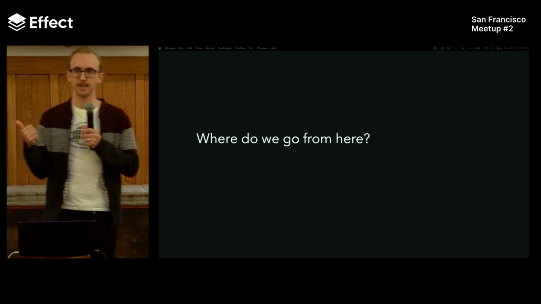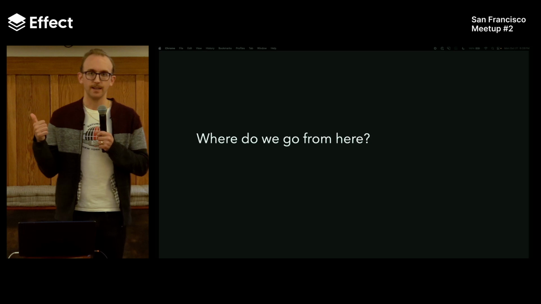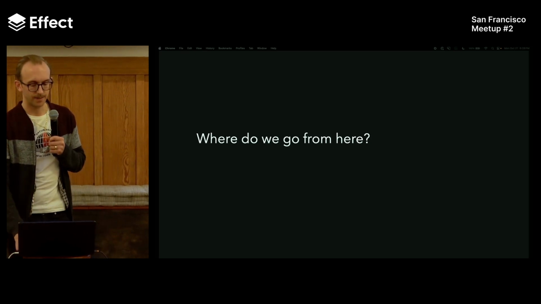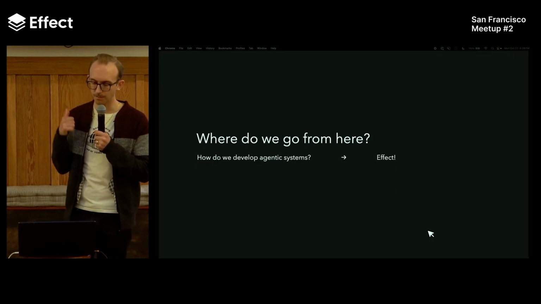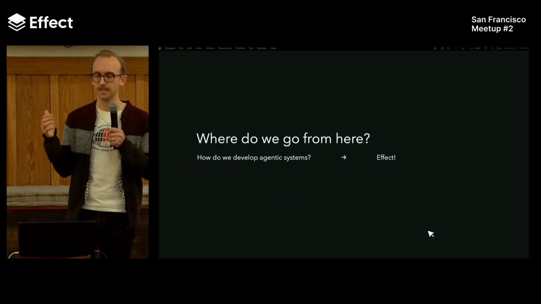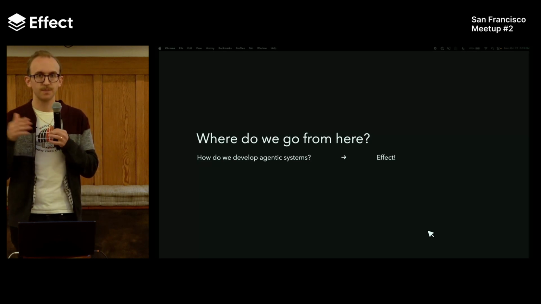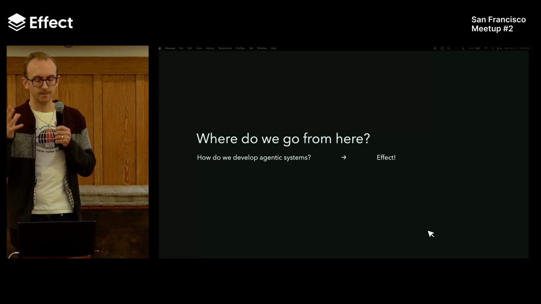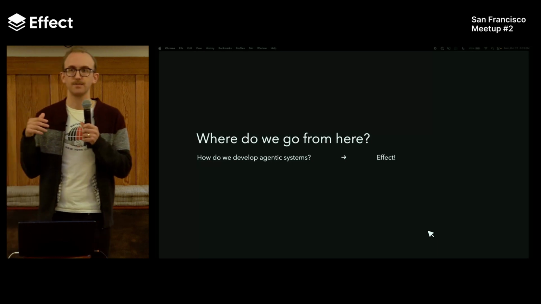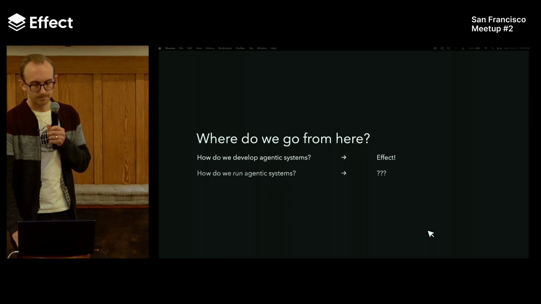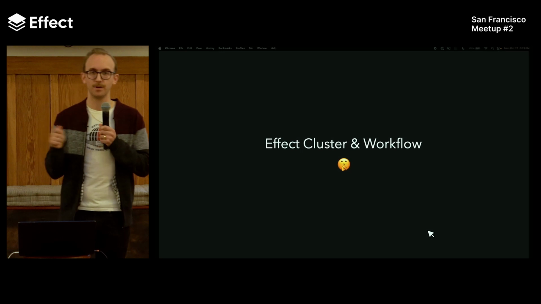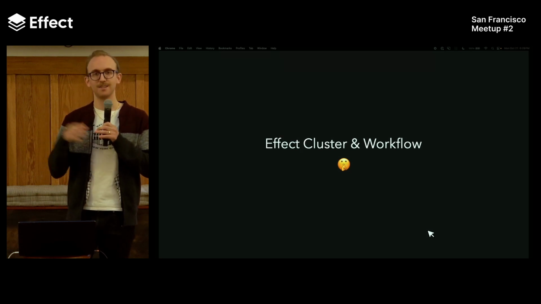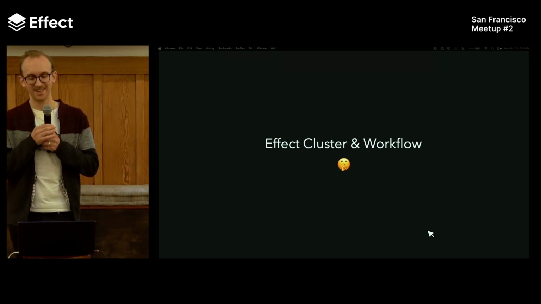But where's the future really taking us here? Hopefully, I've convinced you all by this point that Effect is the perfect fit for developing agentic systems. But how are we actually going to deploy and run these agents? Especially in the world of autonomous systems, where I think that's where we're going, these autonomous agents may be long-running processes that might live forever. So how are we actually going to run these systems? Well, I'm really excited about what we're working on. Unfortunately, there's not enough time for me today to talk to you all about it. But stay tuned.